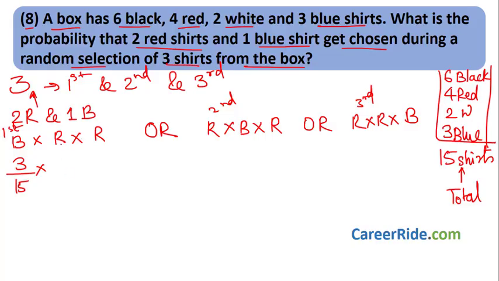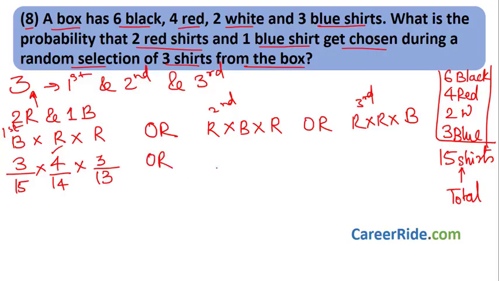Okay, now I choose a red shirt. How many red shirts are there? 4 divided by total number of shirts. I already have chosen one shirt and it is in my hand, so total number of shirts remaining are 14. 15 minus 1, 14 multiplied by, again I want to choose a red shirt. Now I have already chosen a red shirt earlier over here, so how many red shirts are remaining? 4 minus 1 is 3 divided by, now out of 15 I have chosen one shirt, second shirt, two shirts in my hand, so now 13 remain. Okay, in the box total 13 shirts remain.